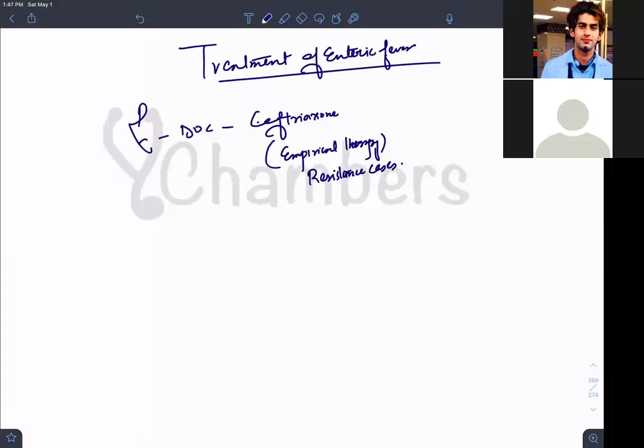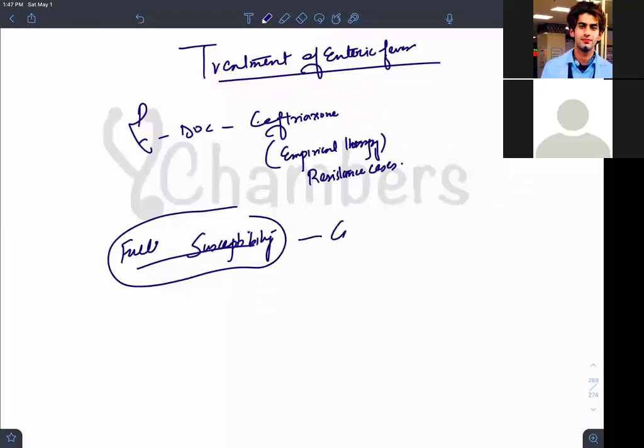Now I got a susceptibility report. Do you know susceptibility report? You can call it an antibiogram also, isn't it? Fully susceptible means it can be killed by all those drugs which are used for the enteric fever. So which drug will you give then if it comes that it is fully susceptible? Ciprofloxacin.